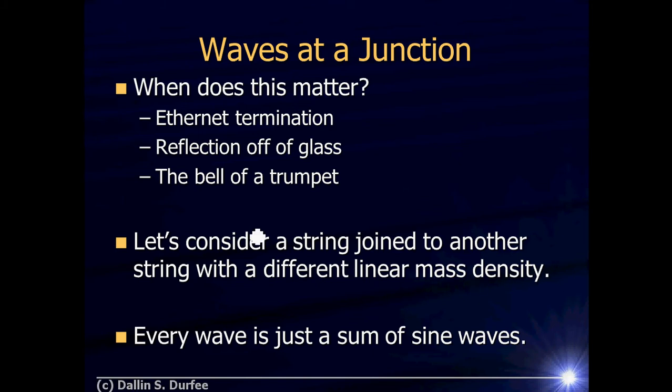Let's consider a string joined to another string with a different linear mass density. Now this is analogous to a lot of different things we see in everyday life. For example, electrical signals traveling in cables. If the properties of the cable change at some place, you're going to get reflections there.